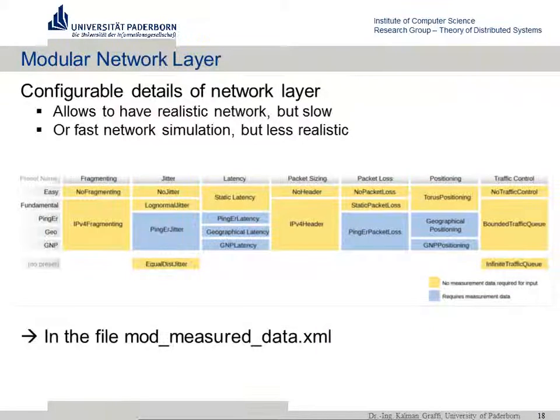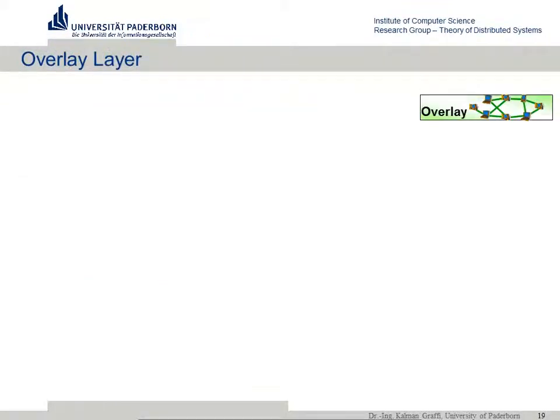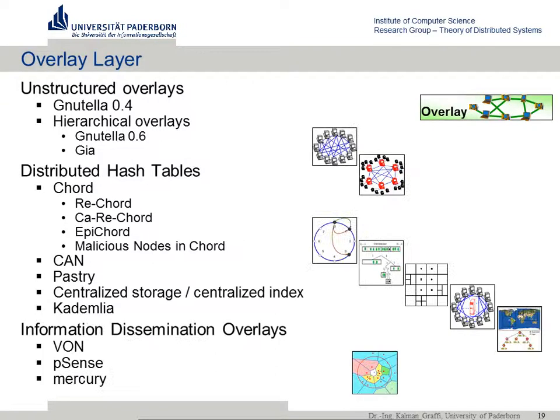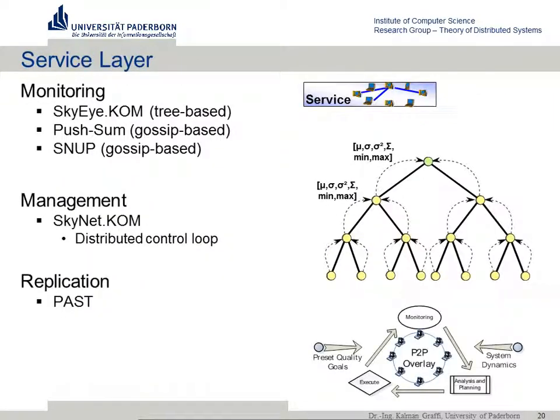More important for you will be the overlay, where there are several overlays implemented, so unstructured overlays. There are distributed hash tables, like various implementations of Chord, CAN, and Pastry, and also some information dissemination overlays, which is probably not so relevant for you. So your work will mostly focus on the distributed hash tables, and most of the examples are related to Chord, but Pastry will be more relevant for you.